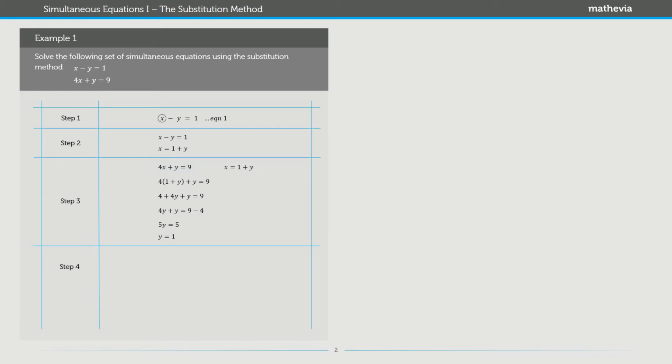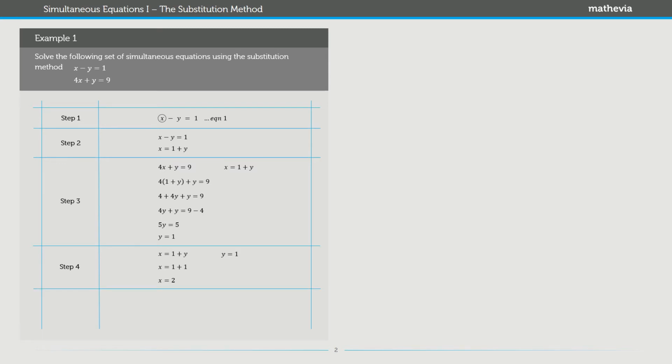Now let's go for x. To find x, we have that x equals 1 plus y, or x minus y equals 1. Basically, that's just the first equation, equation 1 rearranged. It's actually just easier to work with. So x equals 1 plus y, and we found that y equals 1. So x equals 1 plus 1, and we have that x equals 2 as our final answer.